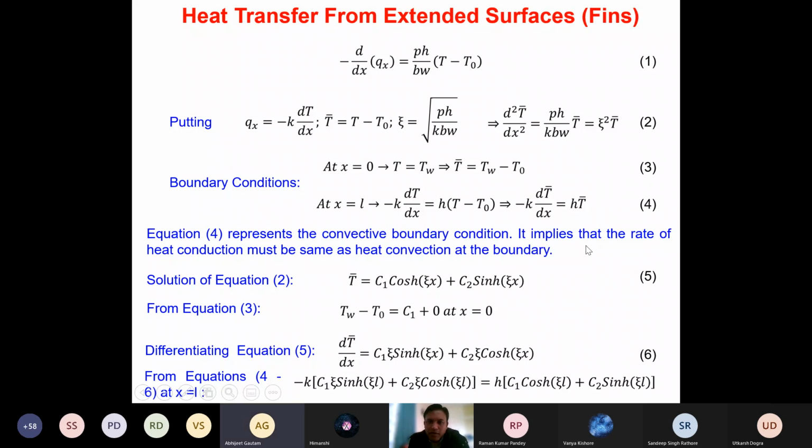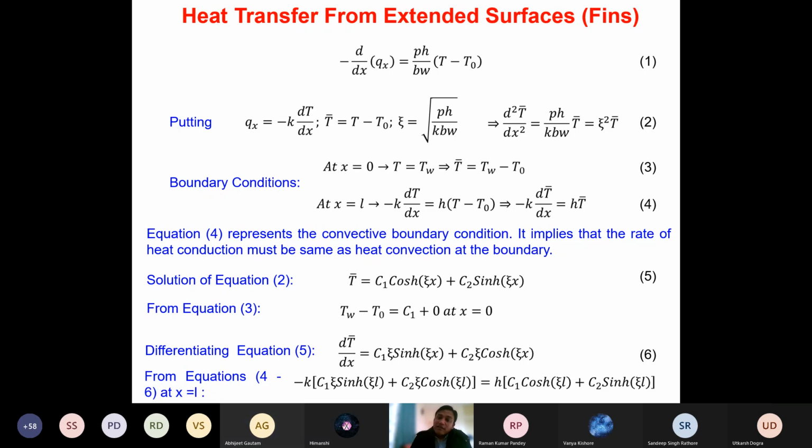Yes, sir. And at x equals 0, T equals Tw. So that means this T bar will be Tw minus T naught. That is what we have defined T bar as, T minus T naught. So T is replaced by Tw, and this becomes Tw minus T naught. So both these boundary conditions are clear to everyone? Yes or no? Yes, sir.